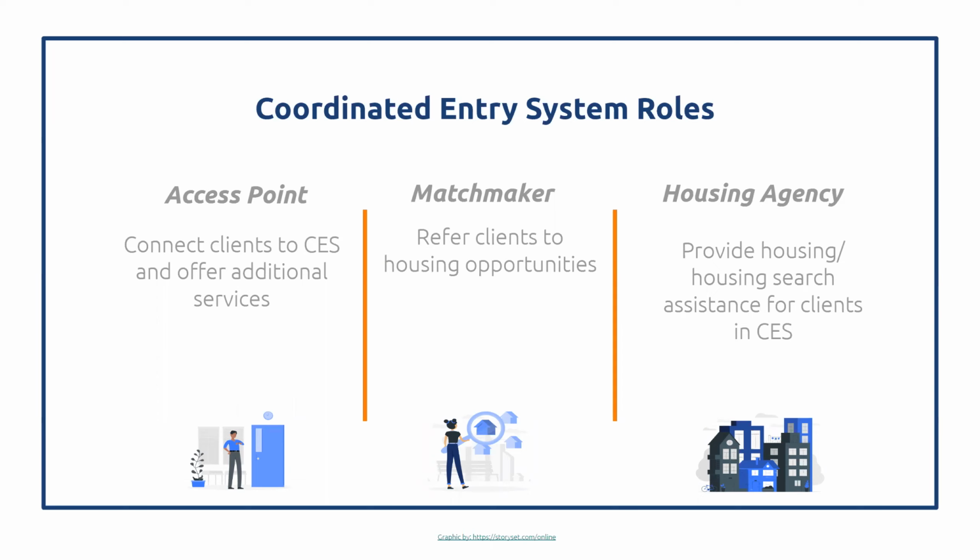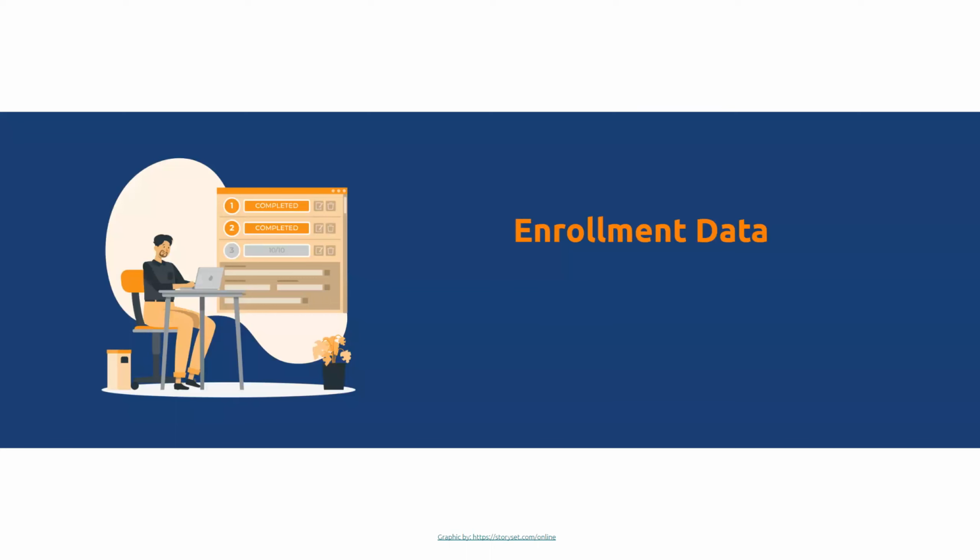The matchmaker will match clients to available housing opportunities. This role is performed by the CES leads. Finally, the third role is the housing agency, which offers housing opportunities and receives referrals to house clients through their projects or provides assistance with housing search. In the next sections, we will be reviewing CES reports. We will start with enrollment data.